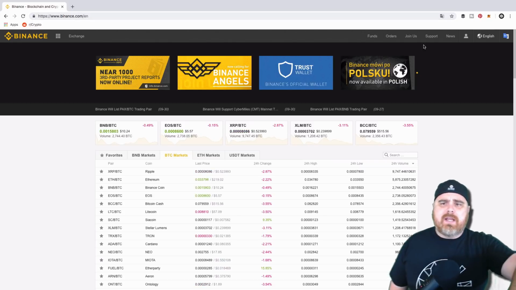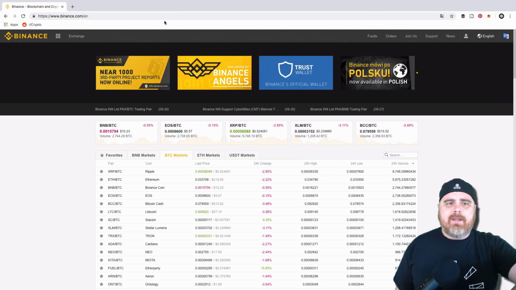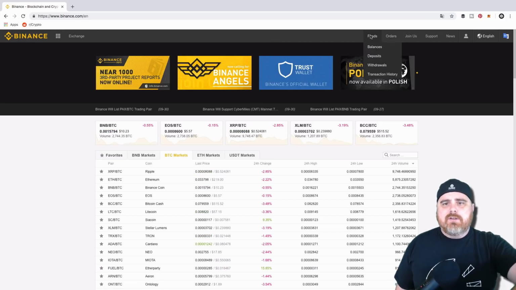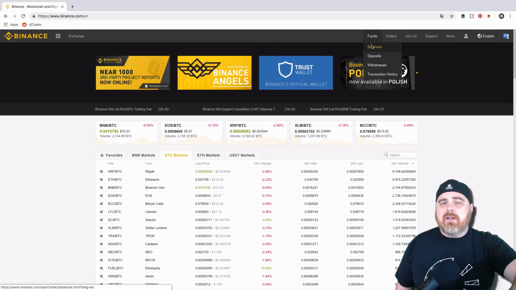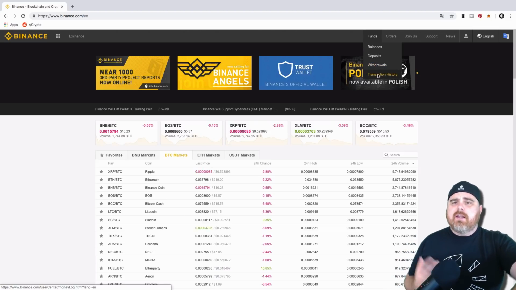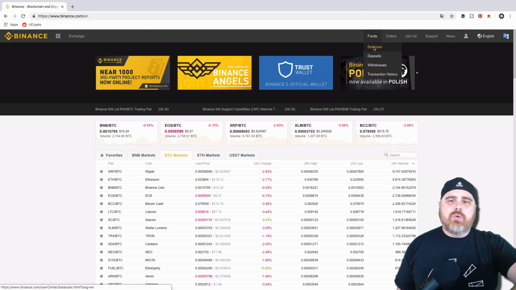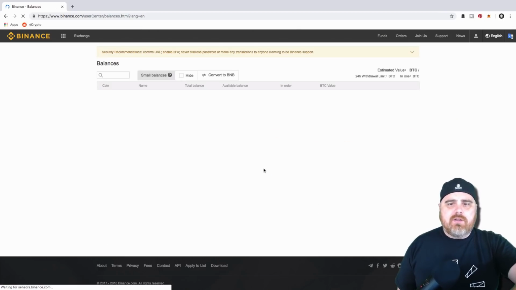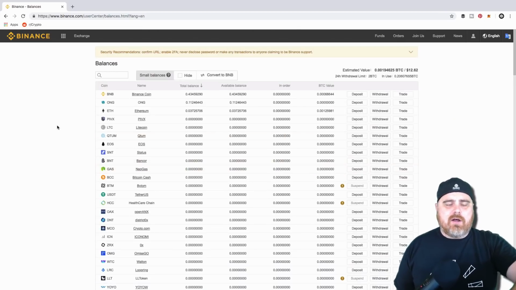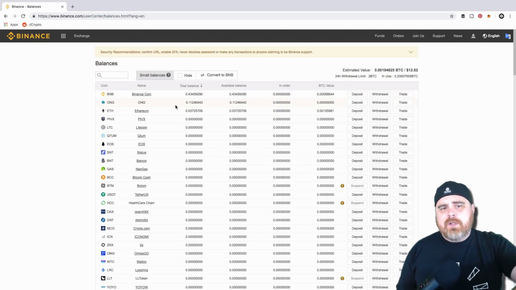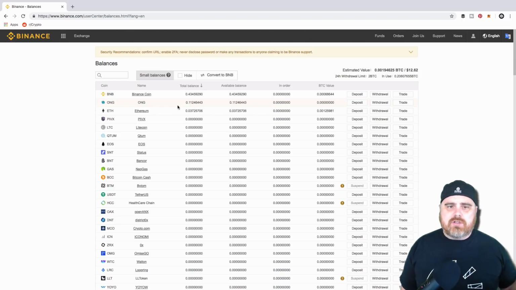From the menu bar up here, you guys can see you have the Funds tab, and then you have the Exchange tab. So if you click on Funds, you have balances, deposits, withdrawals, and transaction history. Your transaction history is both your buys, sells, deposits, and withdrawals. It's basically everything in your account. So we will click on balances here, and you guys will see I've recently cleaned out my Binance account, moved some stuff to some different places. So right now I just have some Binance coins, some ONG, which is Ontology Gas, and a little bit of Ethereum.